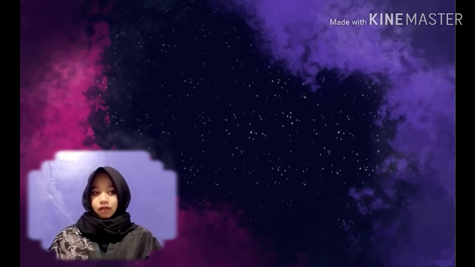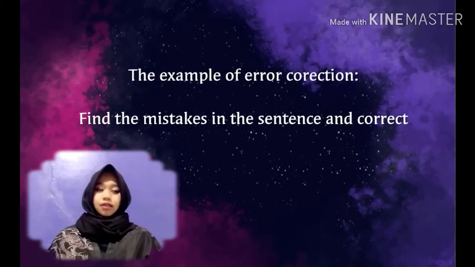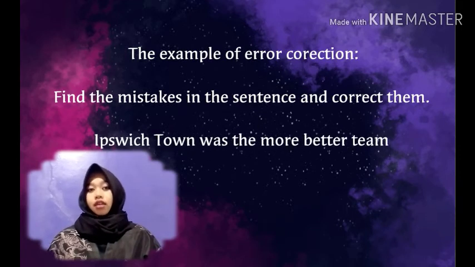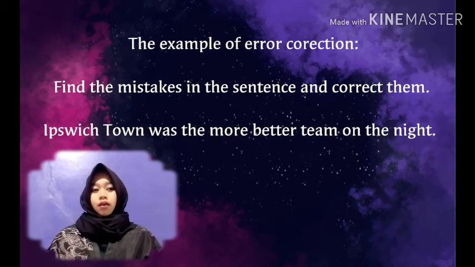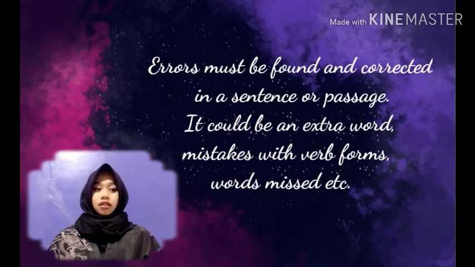Error correction. The example of error correction: find the mistake in the sentence and correct it. "Stone was the more better team on the right." From the text, we can see that an error must be found and corrected in a sentence or passage. It could be an extra word, a mistake with verb form, a word misheard, and etc.